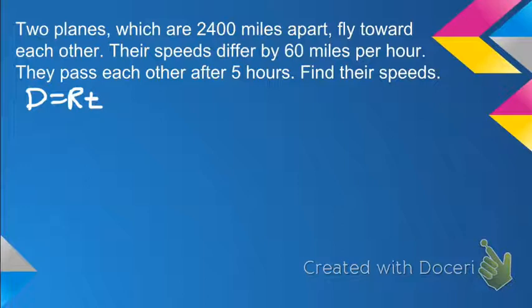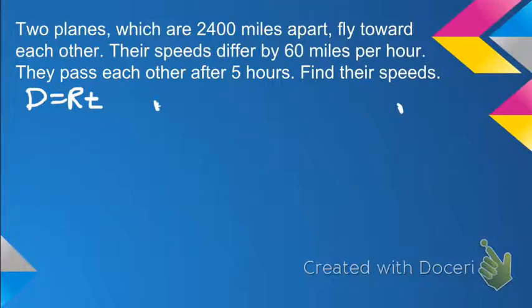So this question says two planes which are 2,400 miles apart fly towards each other. Their speeds differ by 60 miles per hour. They pass each other after 5 hours. Find their speeds. Alright, so here's going to be my picture. Here's going to be plane number 1, right there. Here's going to be plane number 2.